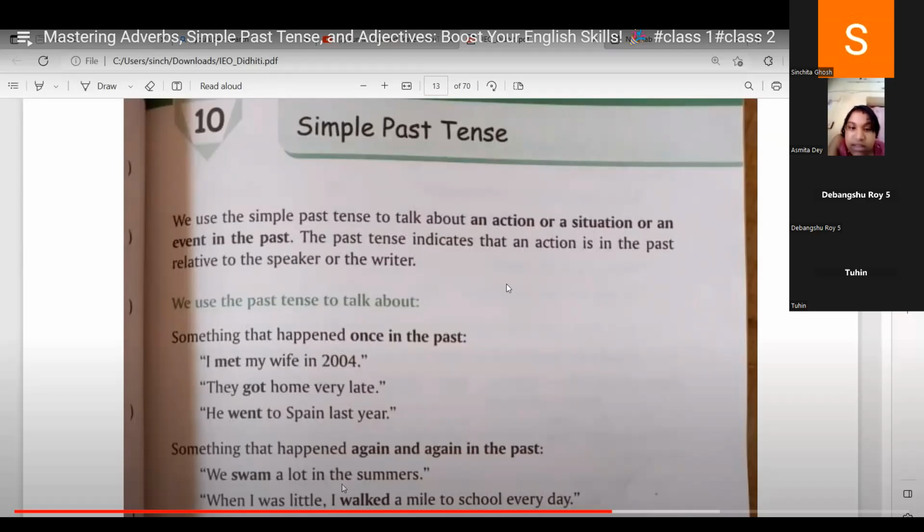Very good. Excellent, Ashmita. Tuhin, is it clear, beta? Tuhin, unmute yourself and tell me, is it clear? Yes, ma'am. Very good. Debangshu, is it clear, beta? No, ma'am. Debangshu, give me any example of simple past tense, beta. Yes, ma'am. Ma'am, Ram was a bad boy. Very good. Ram was a bad boy.